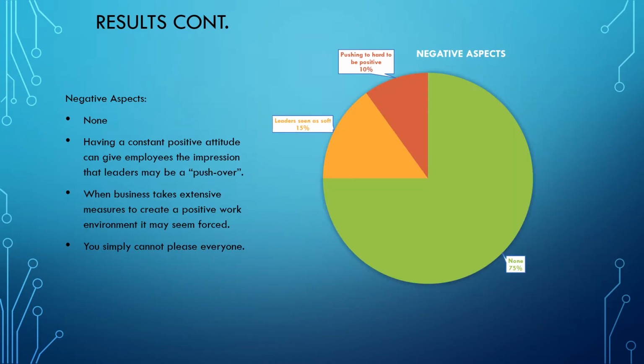The negative aspects, the majority of the people that answered the survey, 75% of them, said there was no negative aspects. There was some people that had a few. One being having a consistent positive attitude can give employees the impression that leaders may be a pushover. When business takes extensive measures to create a positive work environment, it may seem forced. And one person said you simply cannot please everyone.